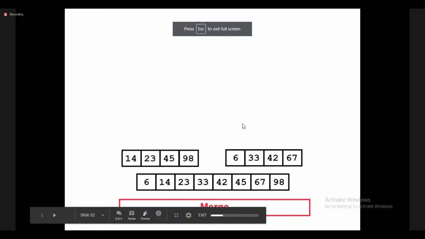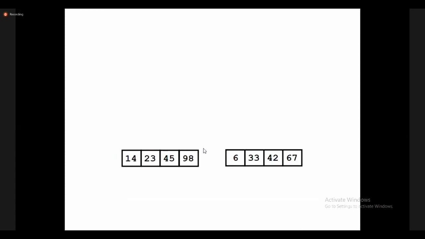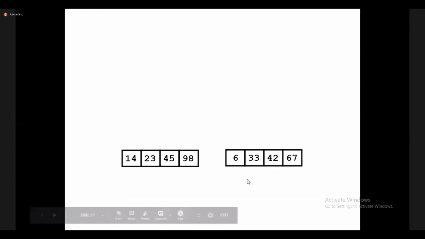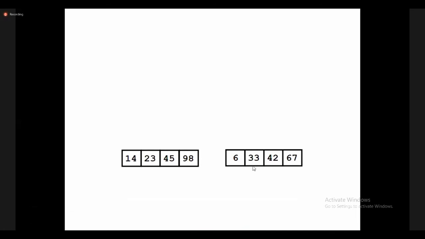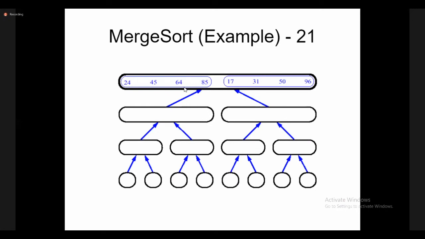This part contains the code for this function. Now I explain how the code executes this process. This is the left side part array, and this is the right side part array. This size is N1, this size is N2. So first, I copied this entire part into the L array, and I copied this entire part, 17 to 96, into the R array.